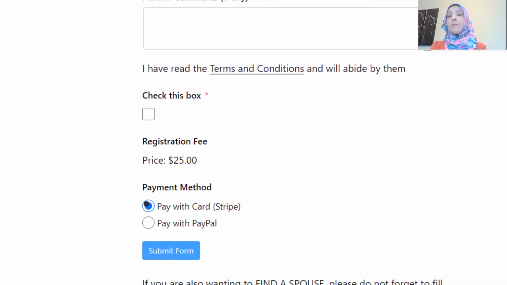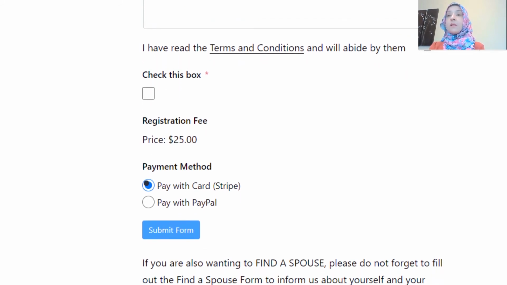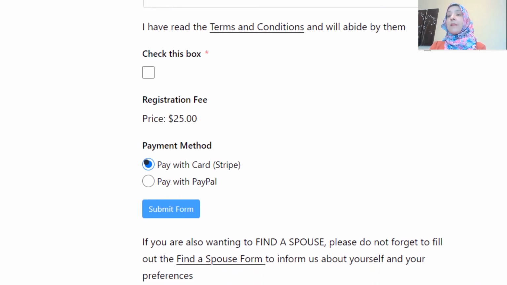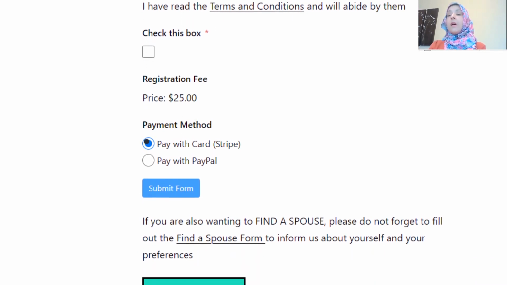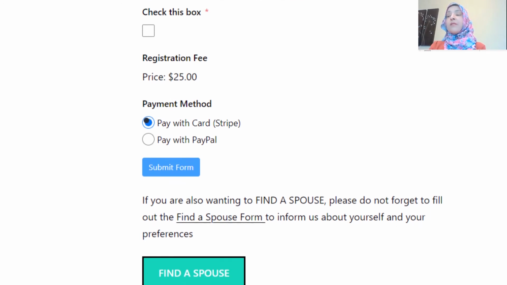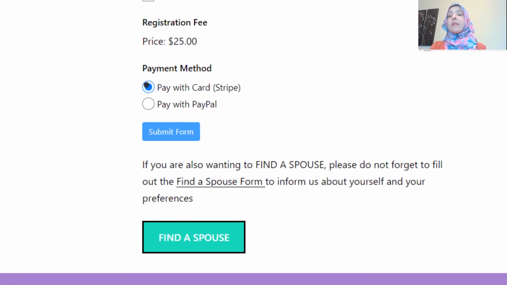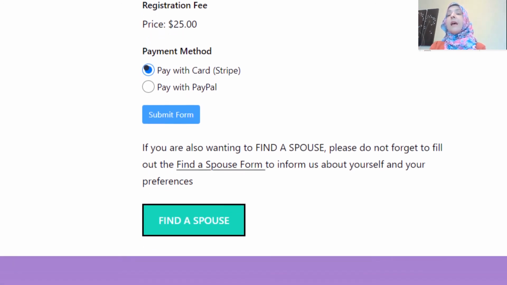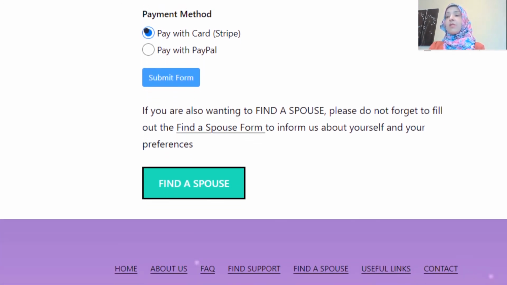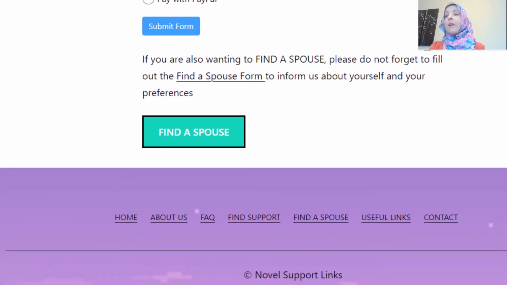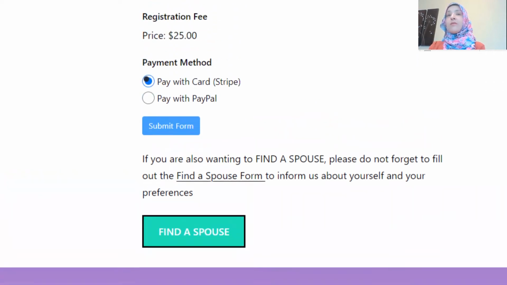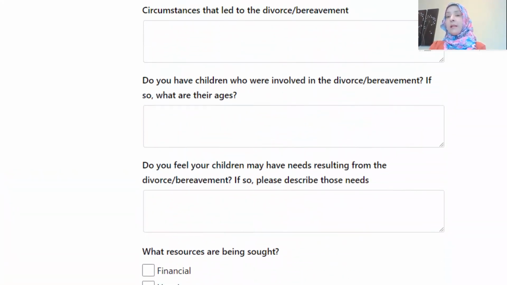They then just have to check the box to say that they've read the terms and conditions, and then they go on to the payment. And then finally, if part of their needs include finding a spouse, then they can just click on this button here, click on that link, and it will take them to the Find a Spouse registration form. So there we have it. It's a fairly straightforward form, and inshallah, our applicants will find it quite straightforward to complete.